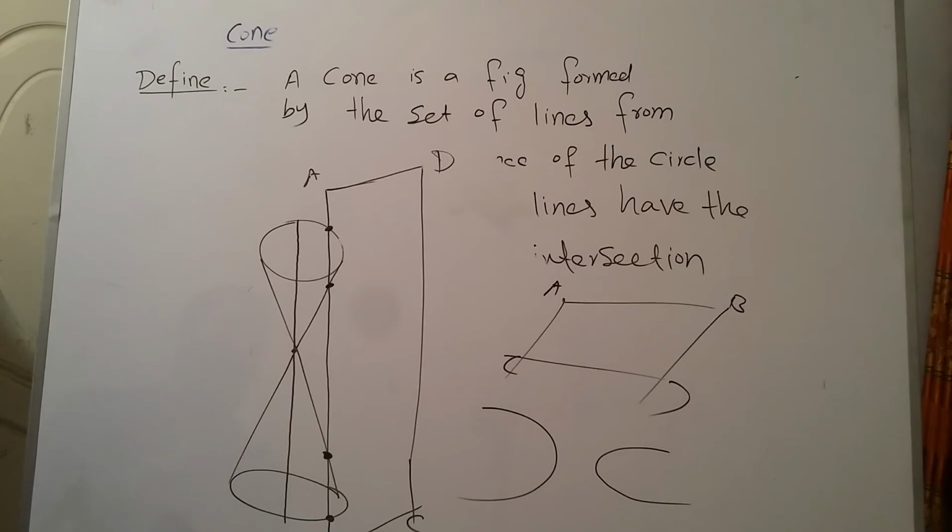So four figures are formed by the cone: parabola, ellipse, hyperbola and circle. So from the cone all these figures are formed, due to which it is called conic sections.